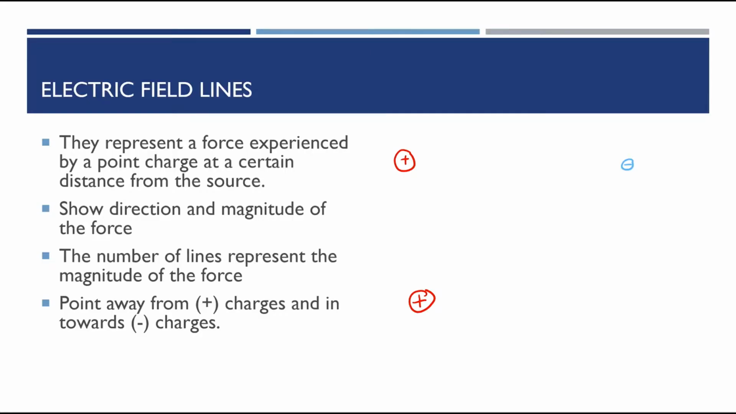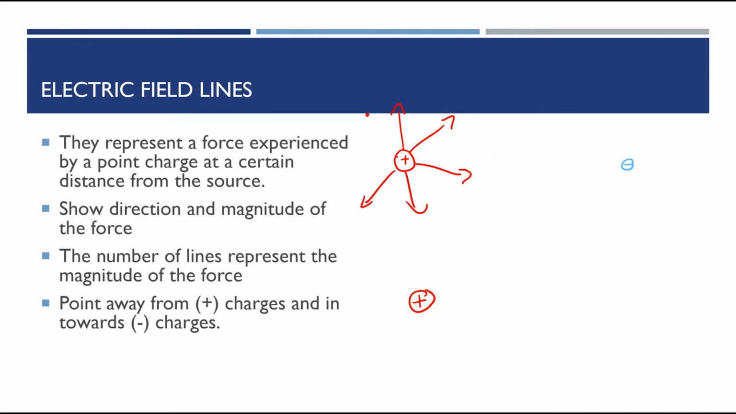So electric field lines represent a force experienced by a point charge at a certain distance from the source. Electric field lines also show the direction and magnitude of that force. So let's start with this first positive charge that we have here. We're going to put a point charge out here somewhere, and we're going to draw the lines of the force that come from this source, which is a positive charge.